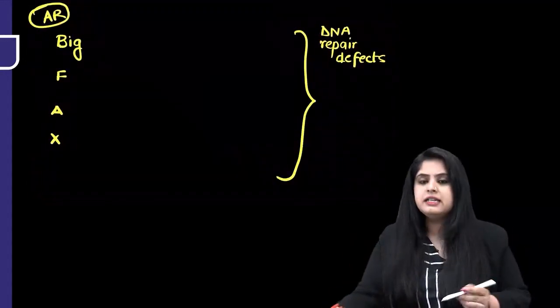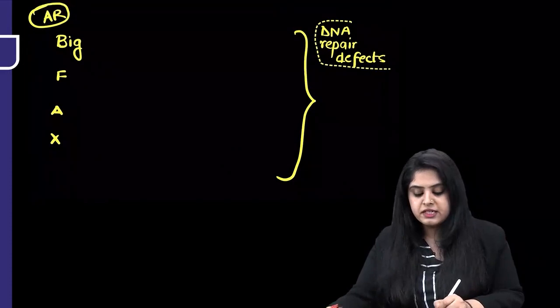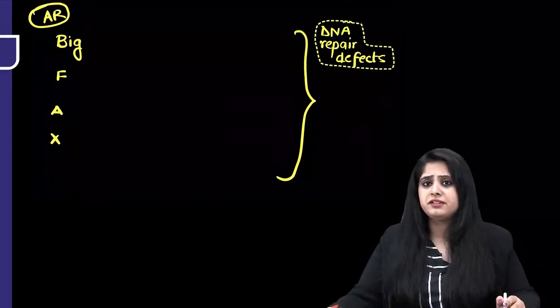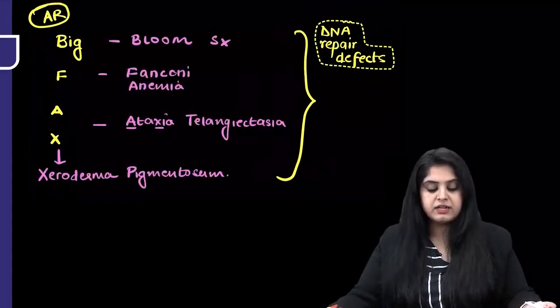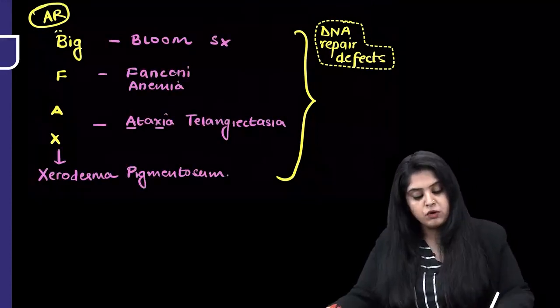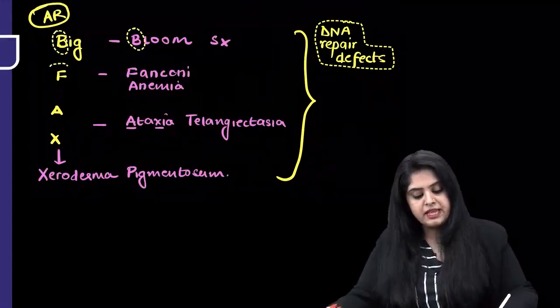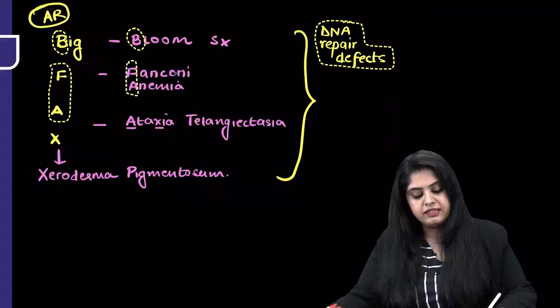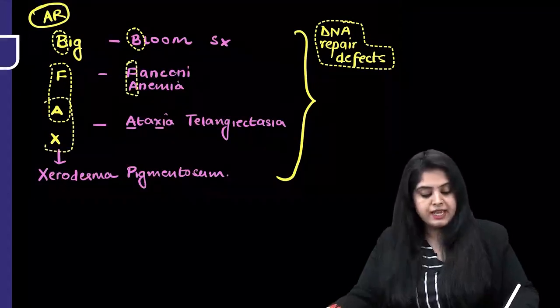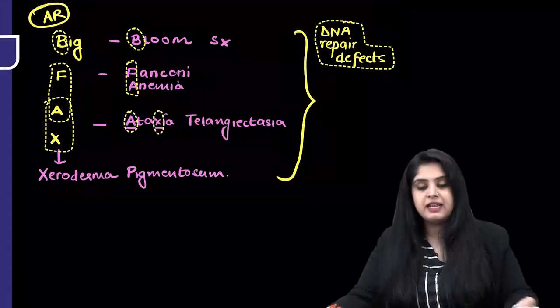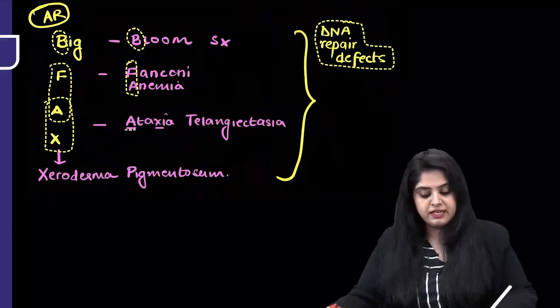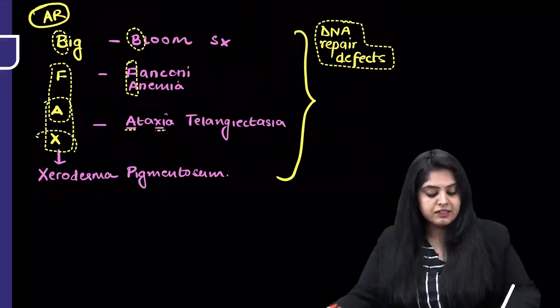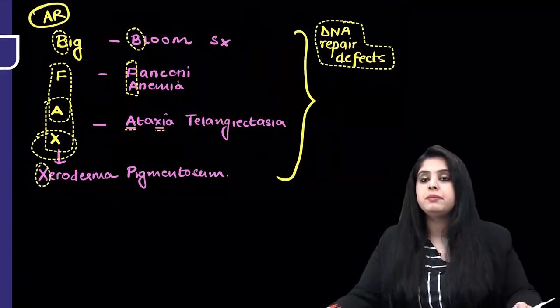What is big fat? These are something that you've already studied in neoplasia. These are all DNA repair defects. Can you recall for me what all DNA repair defects were there? B was for Bloom syndrome. Then FA jodo, it was Fanconi's anemia. Then go with AX, that is ataxia telangiectasia. And then X alone is going to be xeroderma pigmentosum.